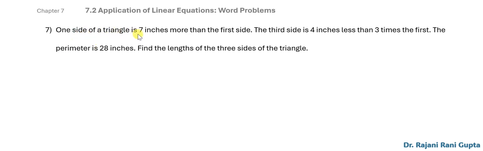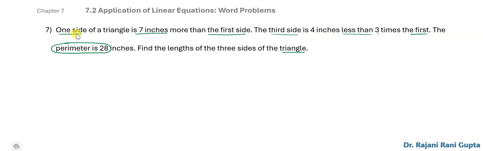One side of a triangle is 7 inches more than the first side. The third side is 4 inches less than 3 times the first. The perimeter is 28 inches. Find the length of the 3 sides of the triangle.